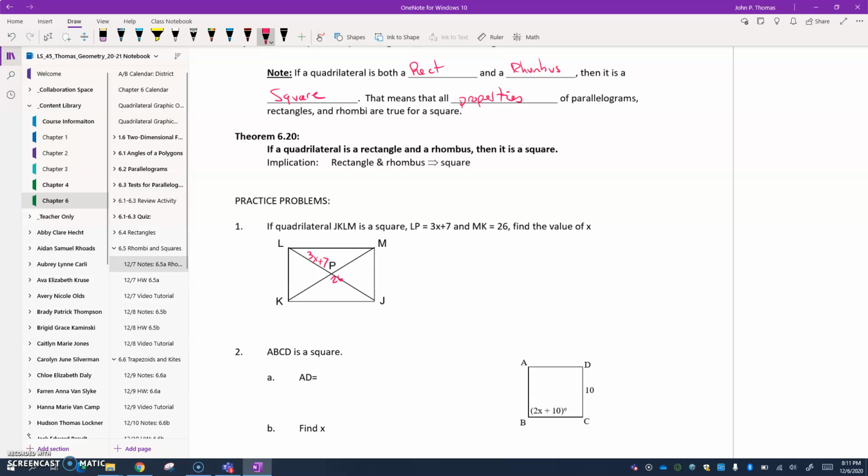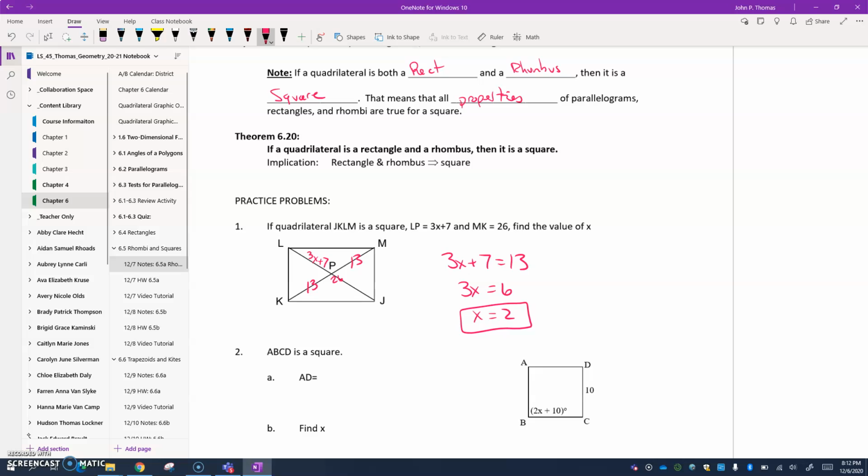So we really have two ways to approach this. We know the diagonals are congruent, and we know they bisect each other. So my approach would be I'd split this one into 13 and 13, and then I would set the 3x plus 7 equal to the 13. Subtract 7, so we have 3x equals 6, and then we get x equals 2. That would be one route we could go.